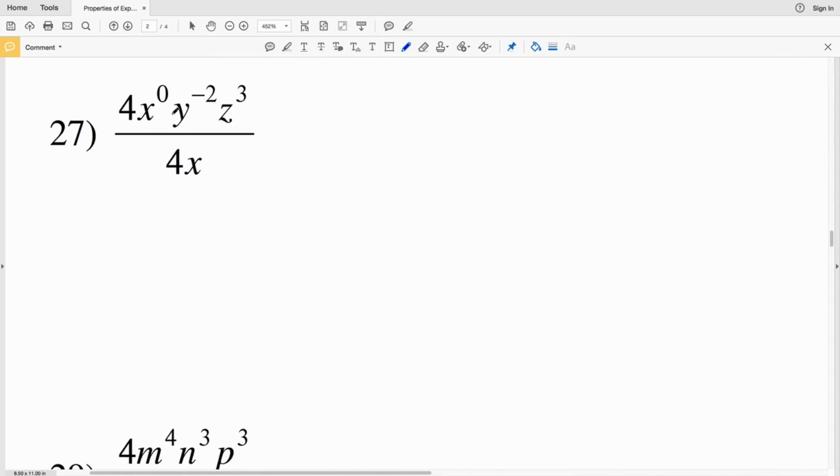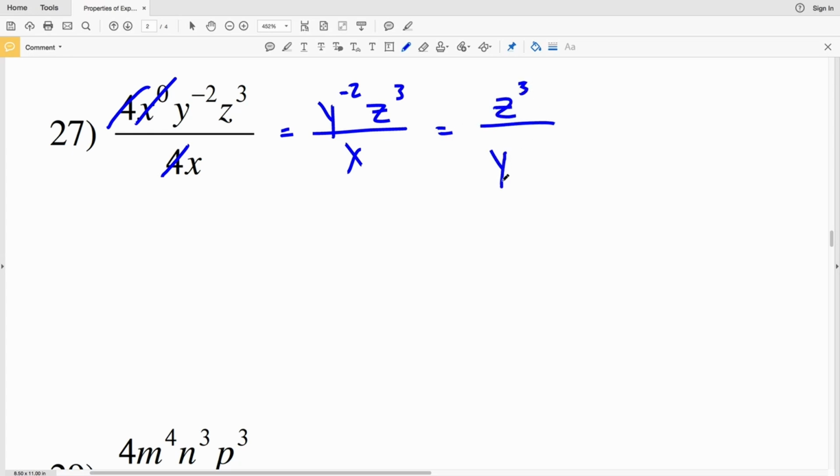Now remember, x to the 0, or any number to the 0, is 1. And 4 divided by 4 is also 1. So I'll have y to the negative 2 times z to the third all over x. However, I cannot have a negative exponent in my answer, so I'm just going to rewrite y to the negative 2, moving it to the denominator. So that's going to be z to the third in the numerator all over y to the positive 2 times x. And that's y squared, or y to the positive 2 now, because I moved it into the denominator. So z cubed all over y squared times x.